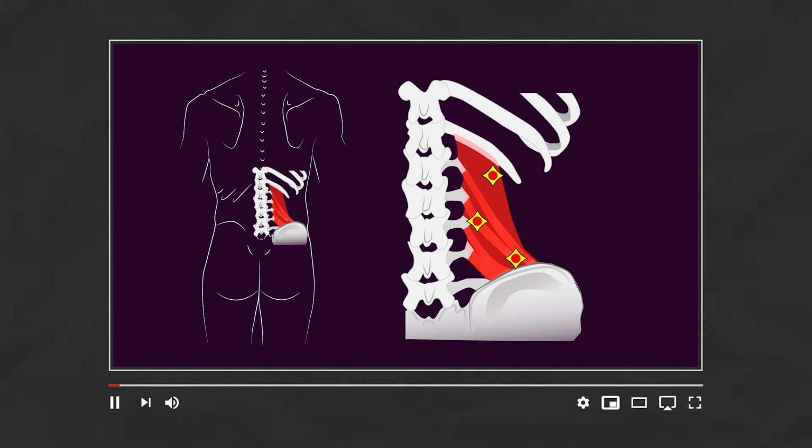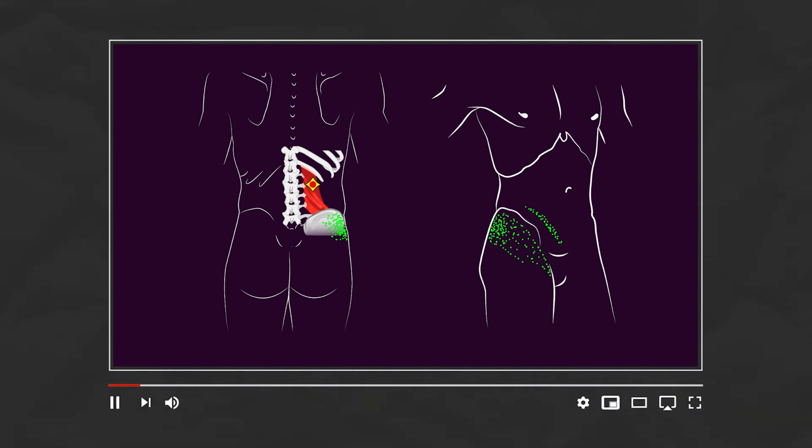Trigger points in the Quadratus lumborum can cause trigger points in the gluteus medius and minimus. I highly recommend watching the video about this muscle, as well as the videos about other muscles in the pain relief playlist.